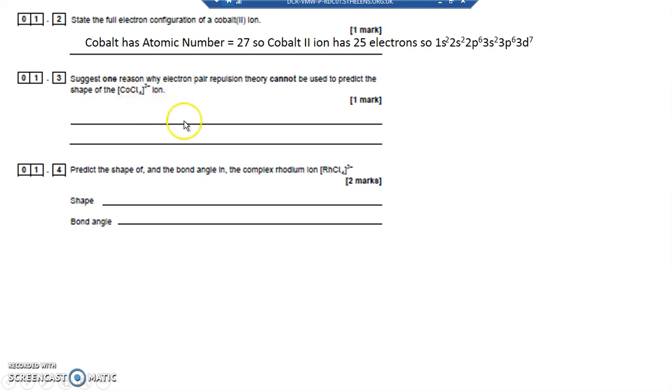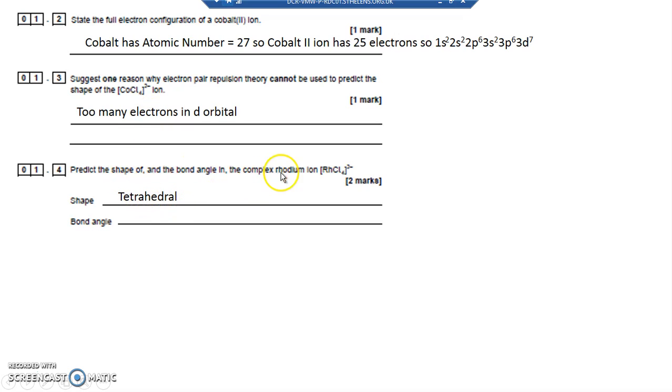However, with transition metals, once you introduce electrons in the d orbital, there's too many electrons in the d orbital, so transition metals have got d orbitals, and yet there's too many electrons in the d orbital really for the electron pair repulsion theory to work. So all you need to say is too many electrons in the d orbital. That means the electron repulsion theory can't be used to predict the shape. Although, as I say, you'd probably predict it was tetrahedral.